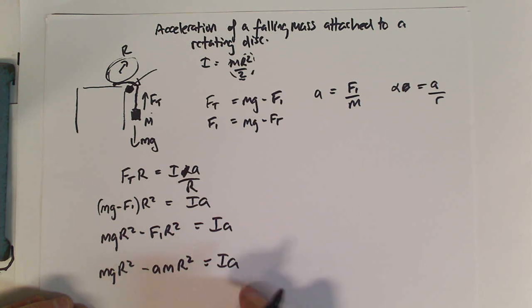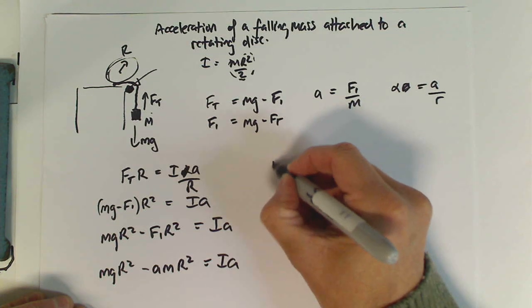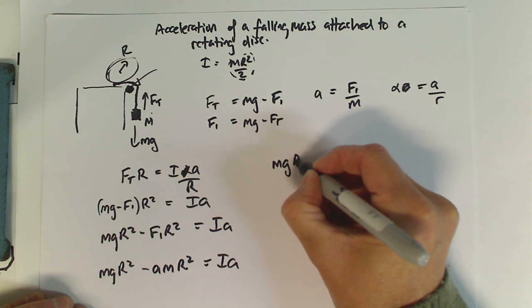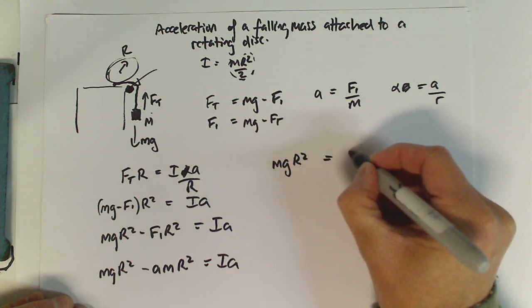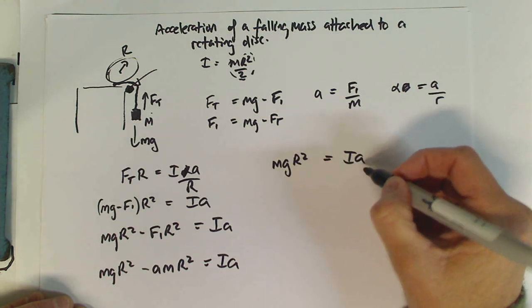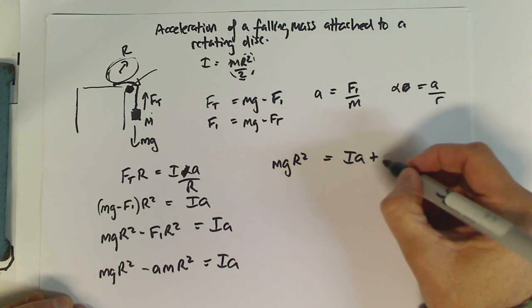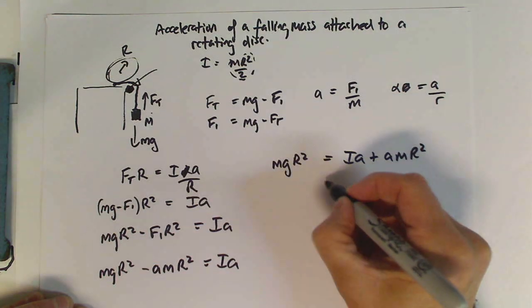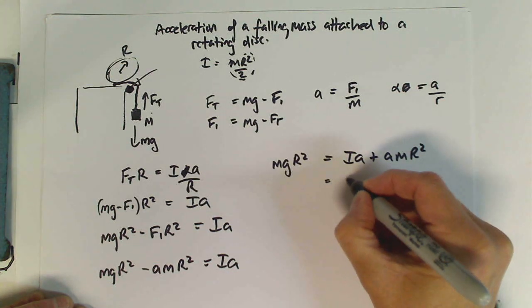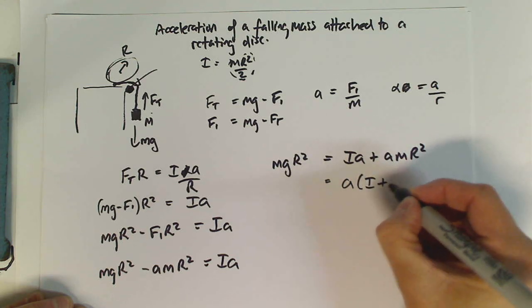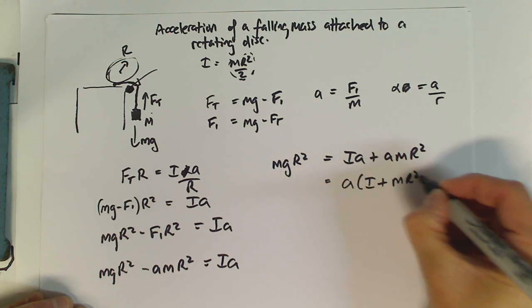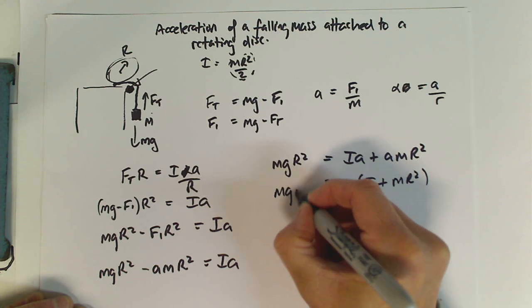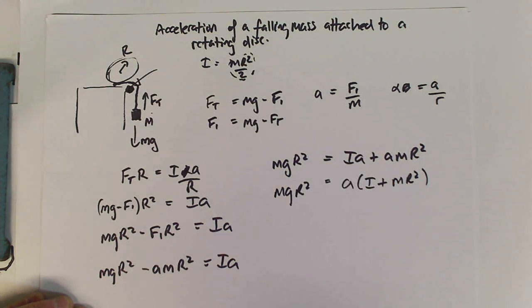Now what we're going to want to do, get the a's on both sides, right? That's always a sensible thing to do. So we can go mg big R squared is equal to big I times acceleration plus am R squared. Take out the common factor of the a's, then we've got I plus m R squared, and we're starting to be there.